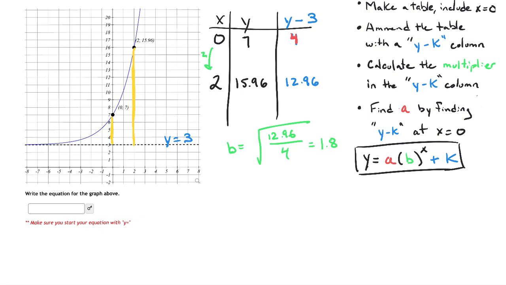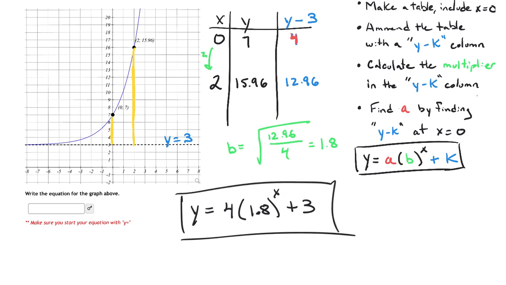So you can write out your equation with that information. y equals 4, and then the multiplier is 1.8 to the x, and then the y-asymptote is plus 3. And that is going to be the exponential equation that passes through those 2 points with this asymptote.